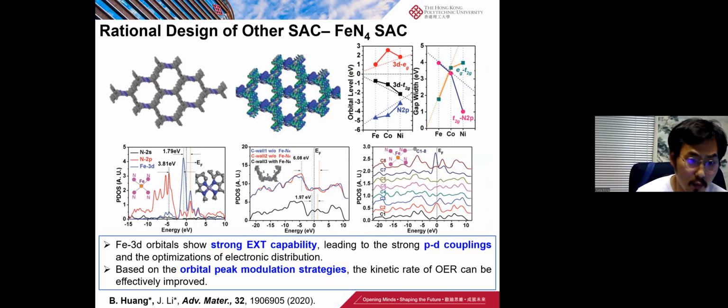Besides the GDY support, we also investigate the rational design of atomic catalysts on other supports. For example, on nitrogen-doped carbon materials, the iron 3d orbitals demonstrate strong electron exchange and transfer capabilities. Especially for the p-d coupling, it is the key to introducing strong interaction with the support. This leads to the optimization of electronic structures. Meanwhile, we have also applied the orbital peak modulation strategy to improve the overall kinetic rate of the ORR process, in collaboration with Erkang Wang's group at the Changchun Institute of Applied Chemistry.